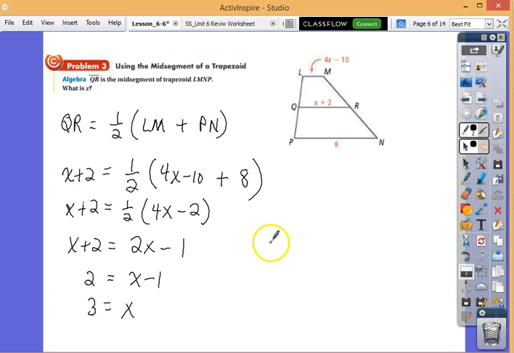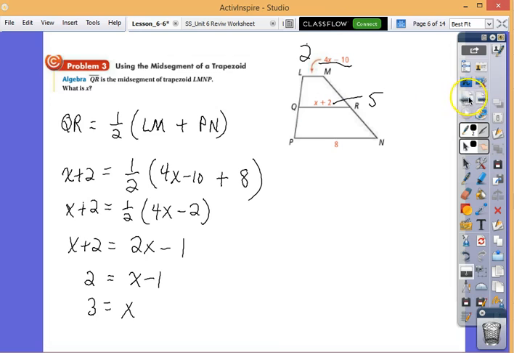Everybody okay with that? So, what's 3 plus 2? 5. What's 4 times 3? 12. Minus 10? 2. So if I added 2 and 8 together, what would I get? 10. And 10 divided by 2? 5. So 10 divided by 2 and 5 are the same answer. The sum of these two bases divided by 2 and this is the same answer. I checked my work. I'm 100% sure I'm right, although it was very painful to check the work.